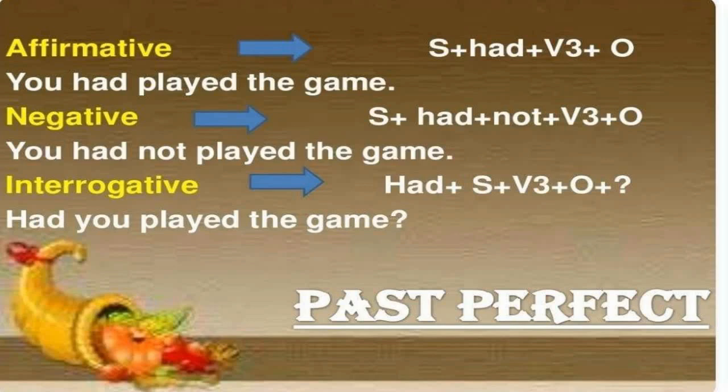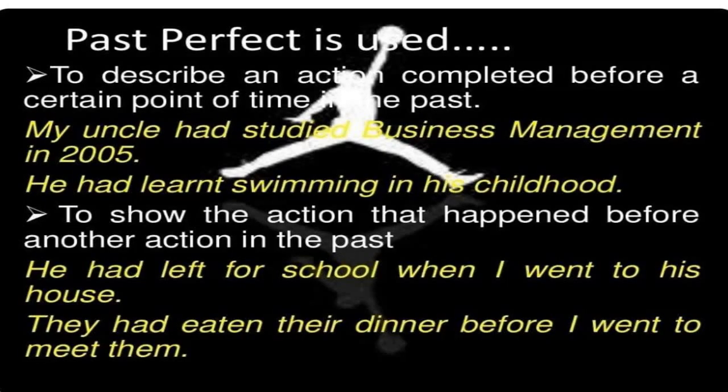So let's have a look at the implementation, when do we use it, on the next slide. Past perfect is used to describe an action completed before a certain point of time in the past. And another use is to show the action that happened before another action in the past. Hopefully you guys are getting the point and understanding what I am teaching.